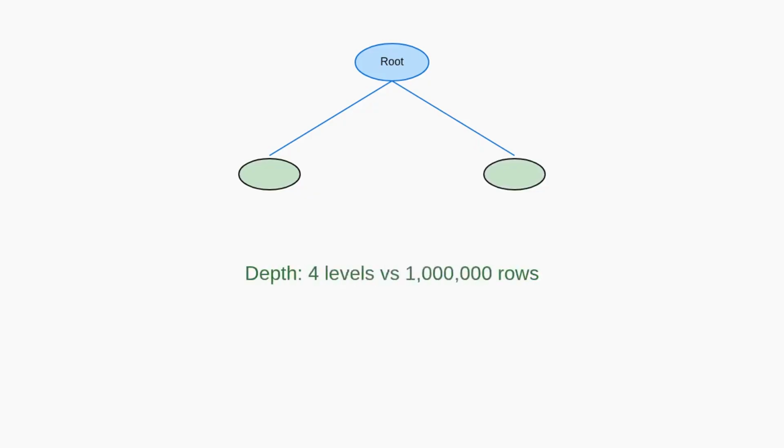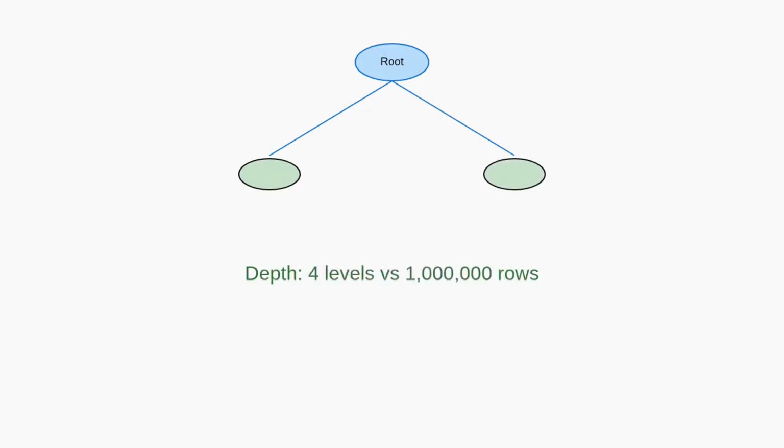At the top, we have the root node. It contains ranges of values. If you're looking for the ID 50, the root might say, values 1 to 100 go left, 101 to 200 go right. You follow the pointer to a branch node, which narrows it down even further. Finally, you reach a leaf node. The leaf node contains the actual index entry and the pointer to the full row.